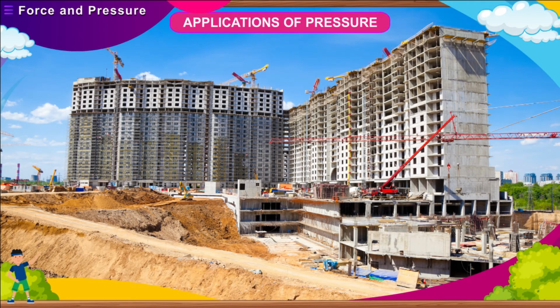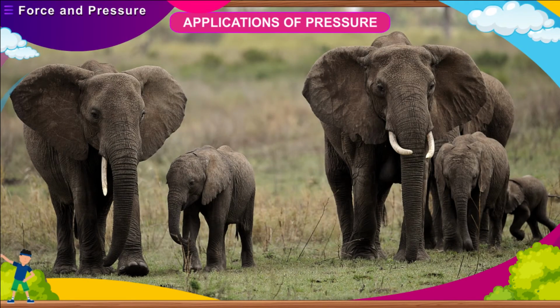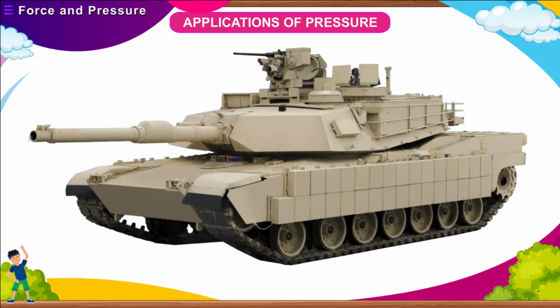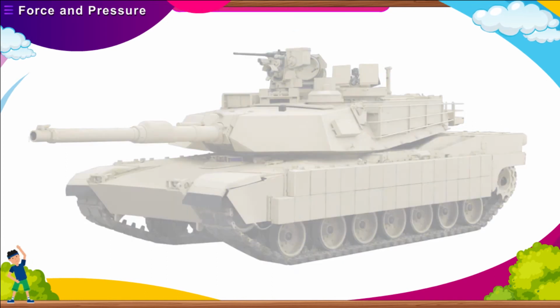High and tall buildings have broad foundations so that their pressure is less, so as to prevent them from sinking. Heavy animals like elephants have broad feet to decrease the pressure exerted by them on the ground while they walk. Army tanks have caterpillar wheels to increase the area and thereby exert less pressure on the ground in the battlefields.